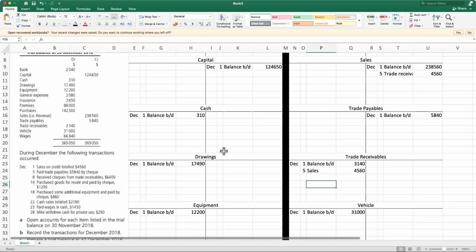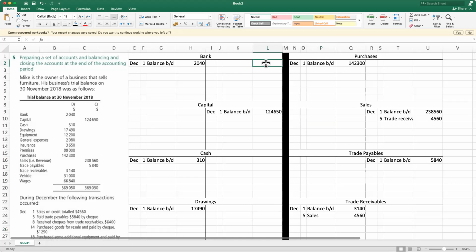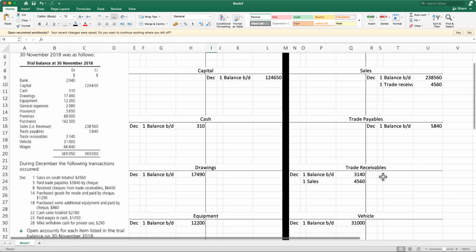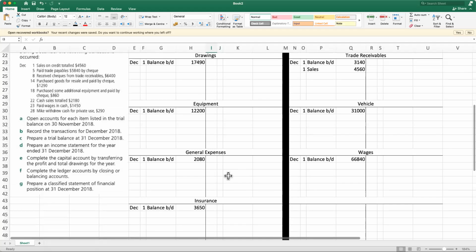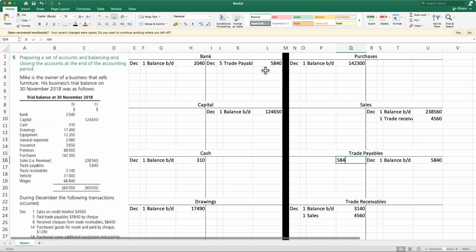Paid trade payables 5,840 by check. Where's my bank account here? 5,840 by check. Sorry, this is on December 5th. Then we go to our trade payables. On the debit side here, credit here, debit, 5,840. Bank, December 5th, done.